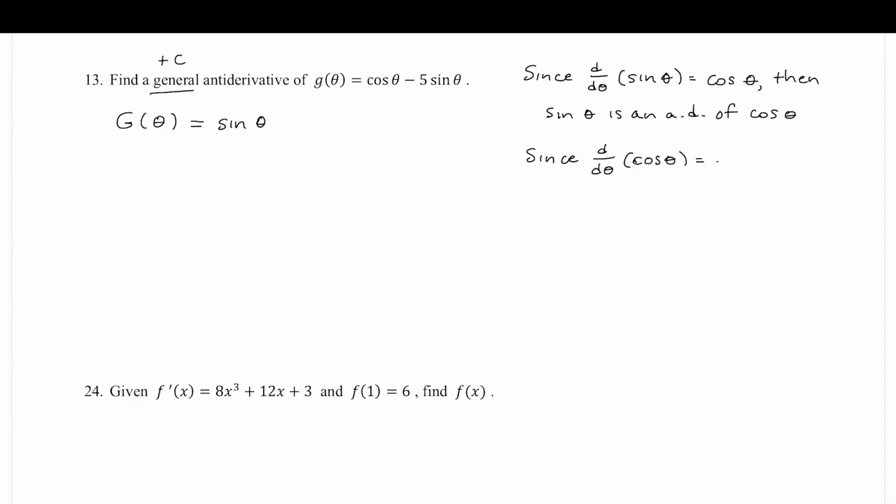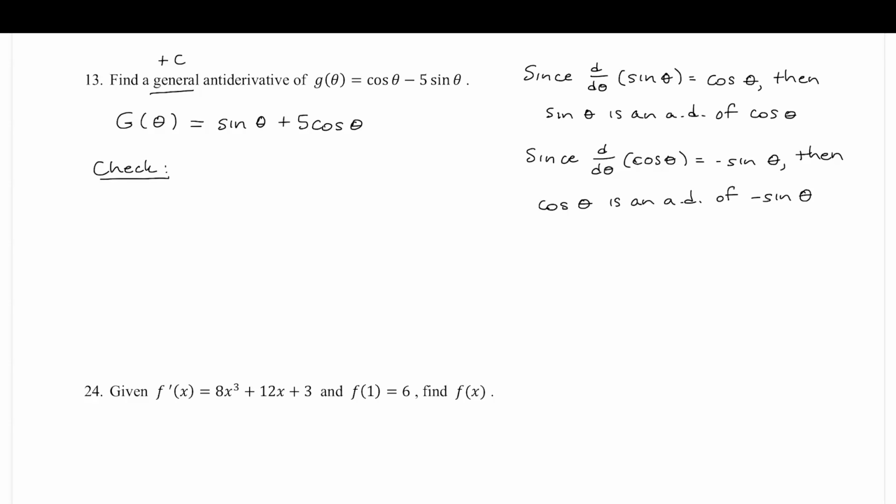But I know the derivative of cos theta is negative sine theta. So that means that cos theta is an antiderivative of negative sine theta. So carrying the constant multiple along, I can write as my second term here 5 cos theta.